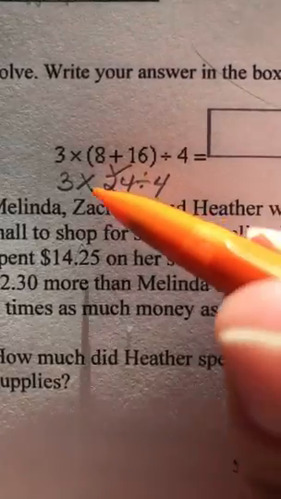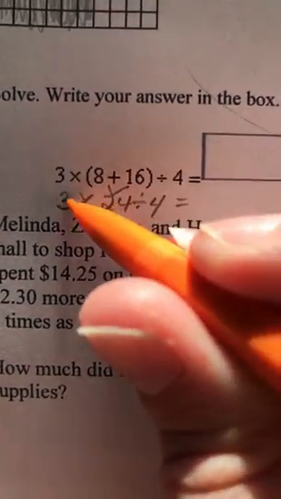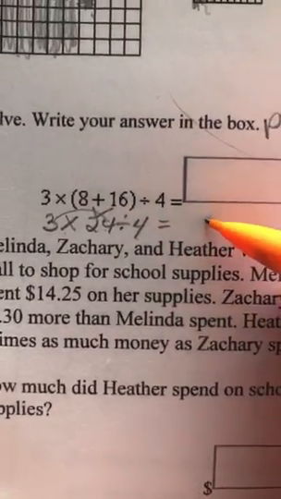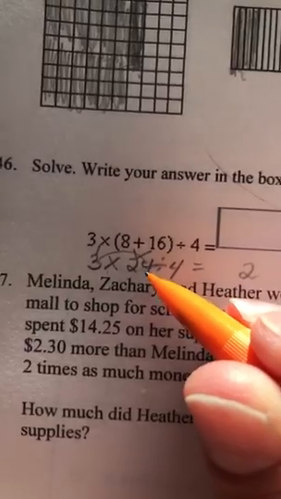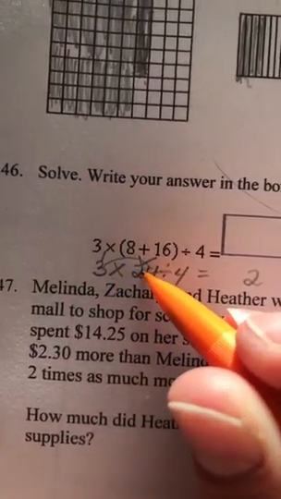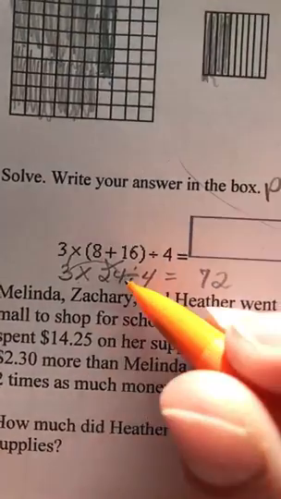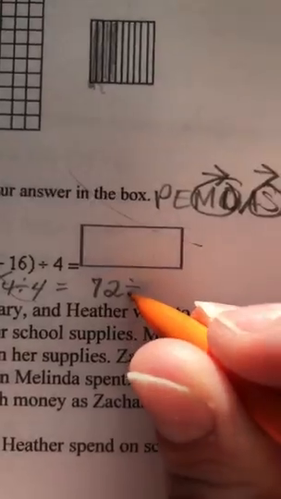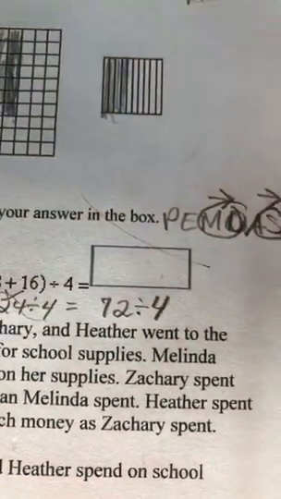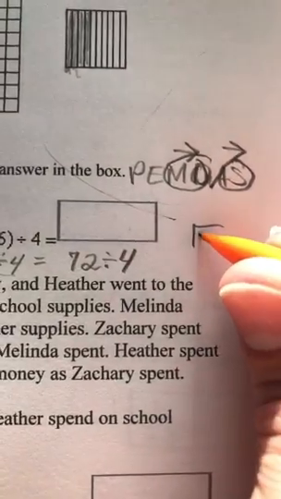So left to right here, I have 3 times 24 is going to come next. So let's see, 3 times 4 is 12, so I drop a 2 and regroup a 1. And then 3 times 2 is 6, plus the 1 more is 72. So 3 times 24 is 72. And now bring across that divided by 4 to create that numerical expression.